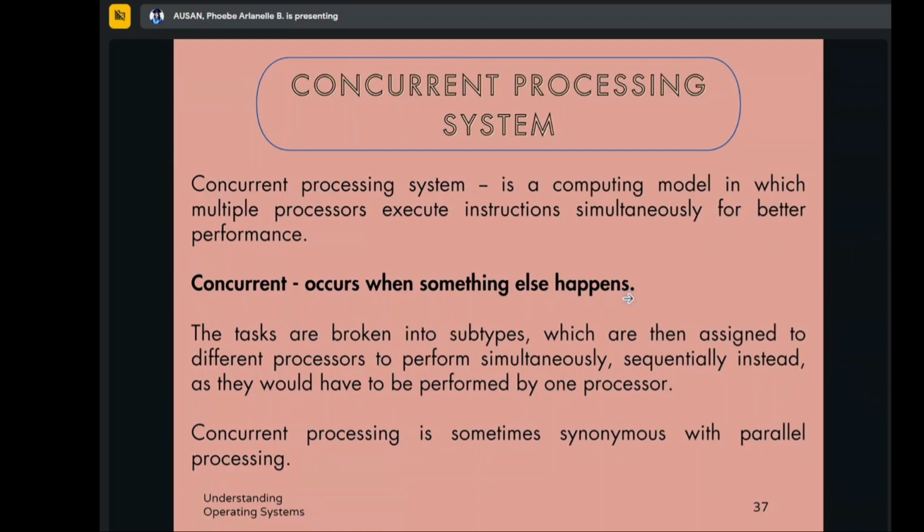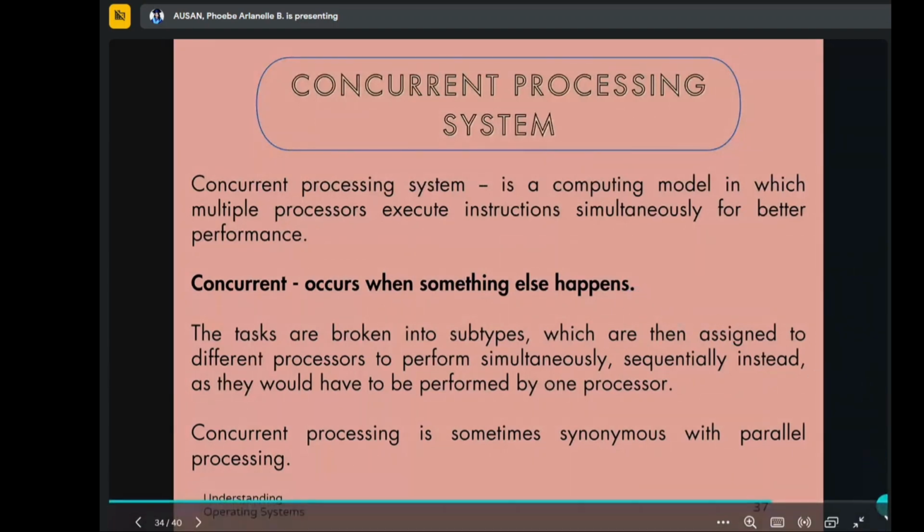Concurrent occurs when something else happens, kanang kay gibuhat multitasking bitaw. The tasks are broken into subtypes which are then assigned to different processors to perform simultaneously, instead of sequentially, as if they would have to be performed by one processor.